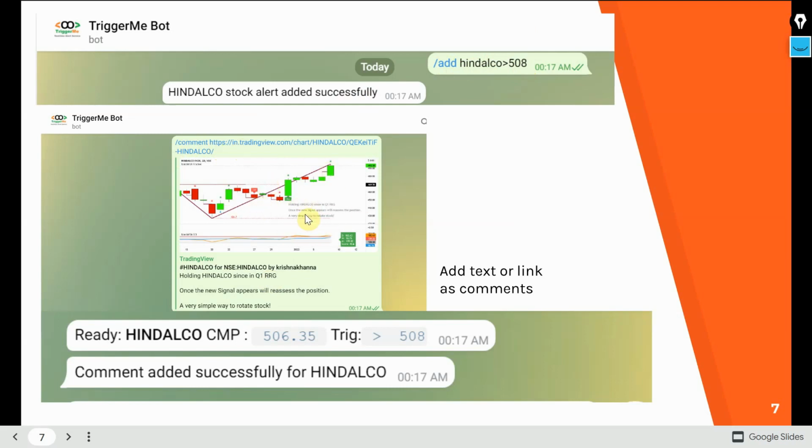So whatever link or analysis I have done, that is the one which will trigger back to me. So I would know what analysis I had done in Hindalco 7 days back, and that is the chart it will print. Or if I want to have some kind of comments as well, right? That again can be done.